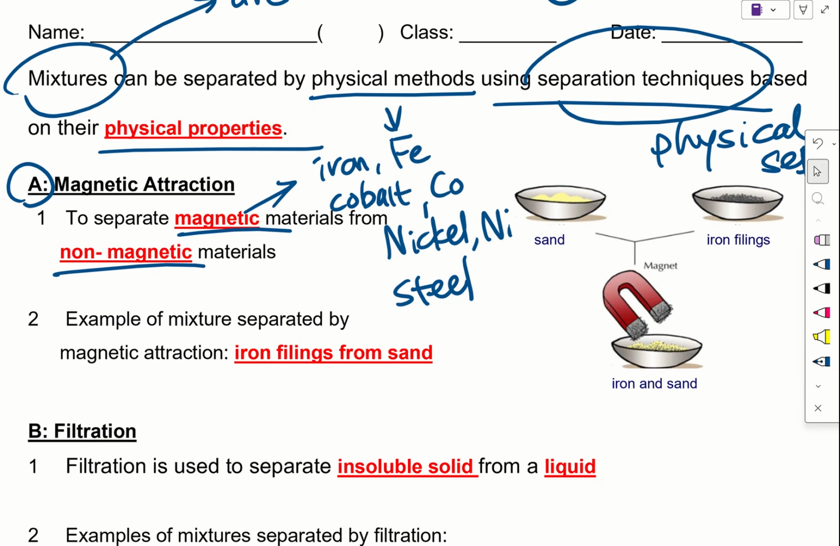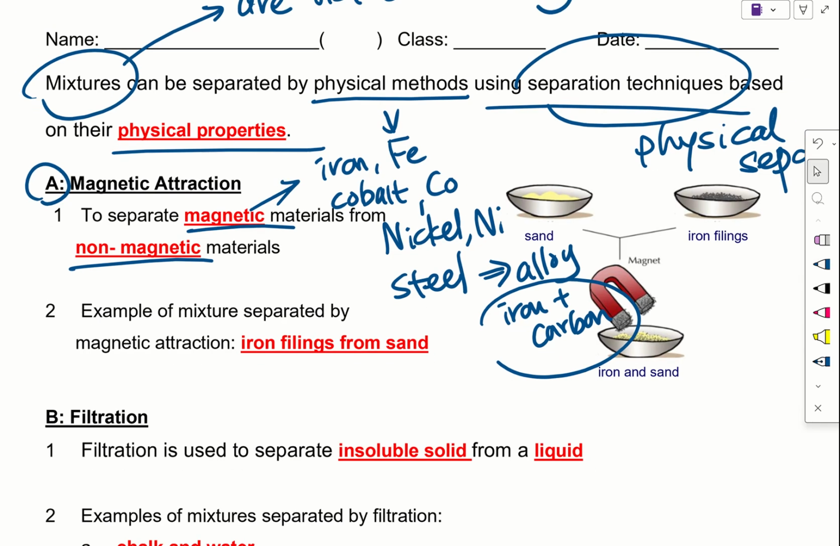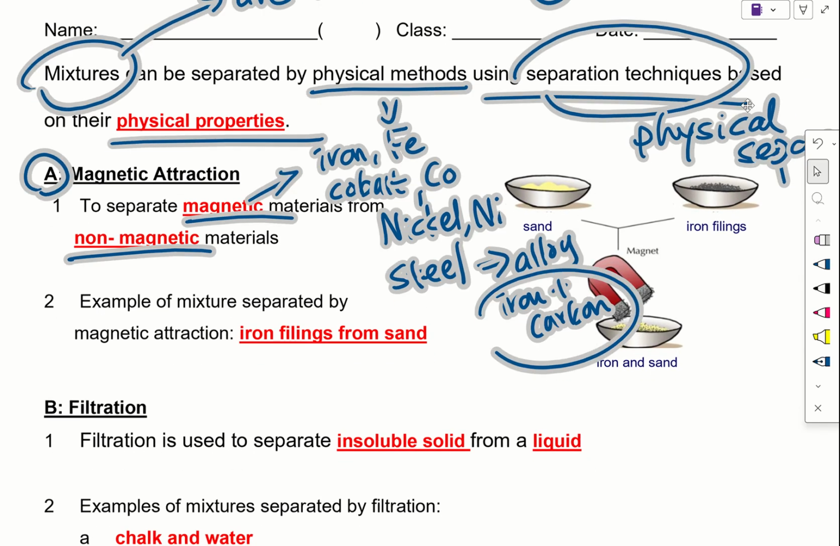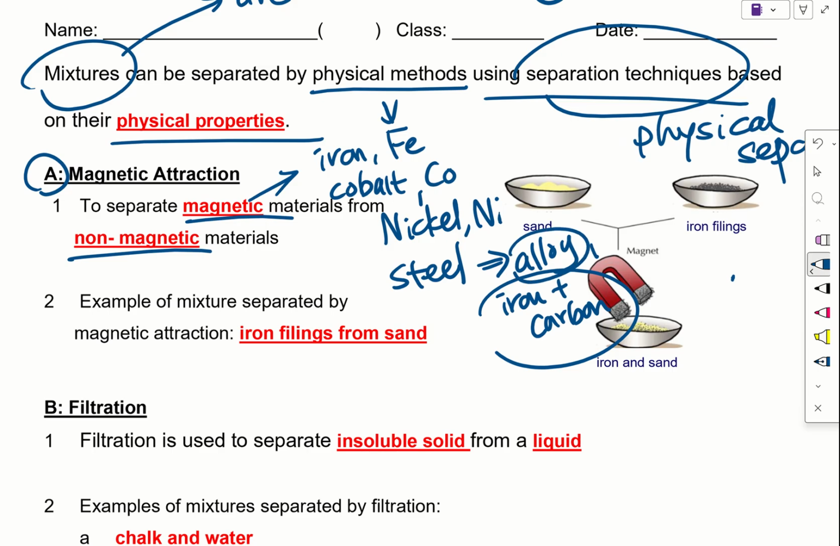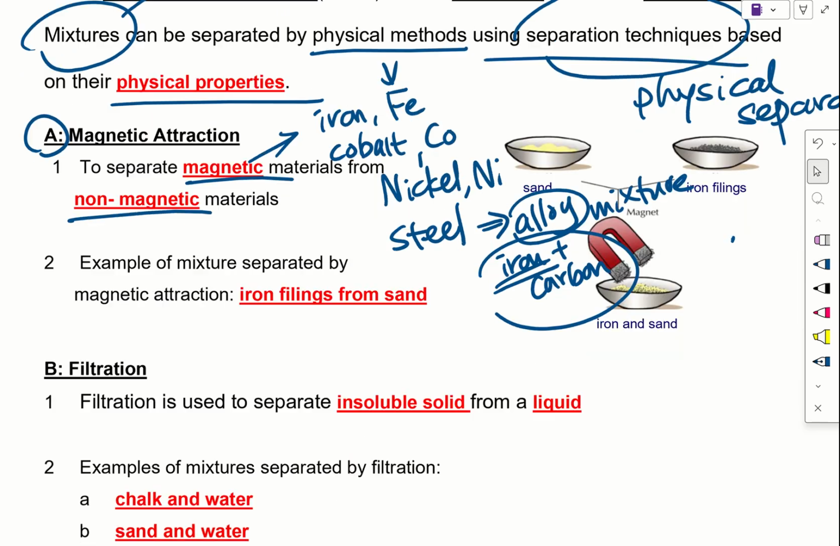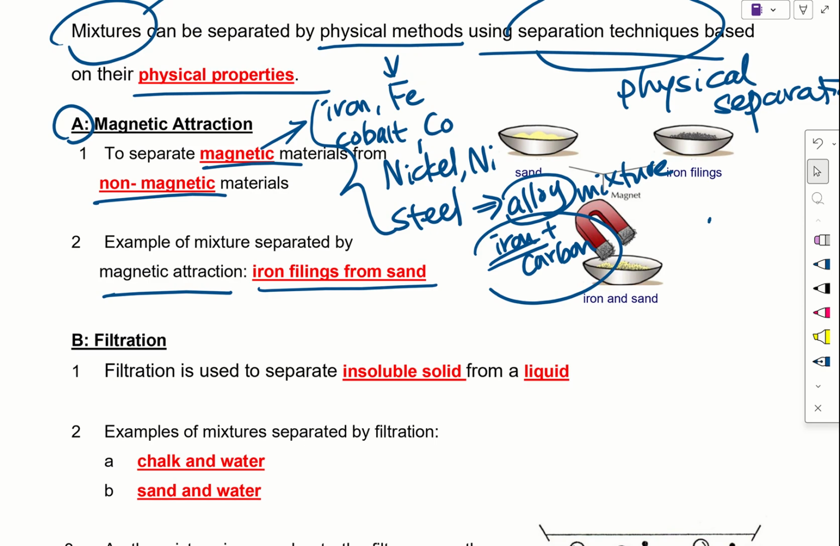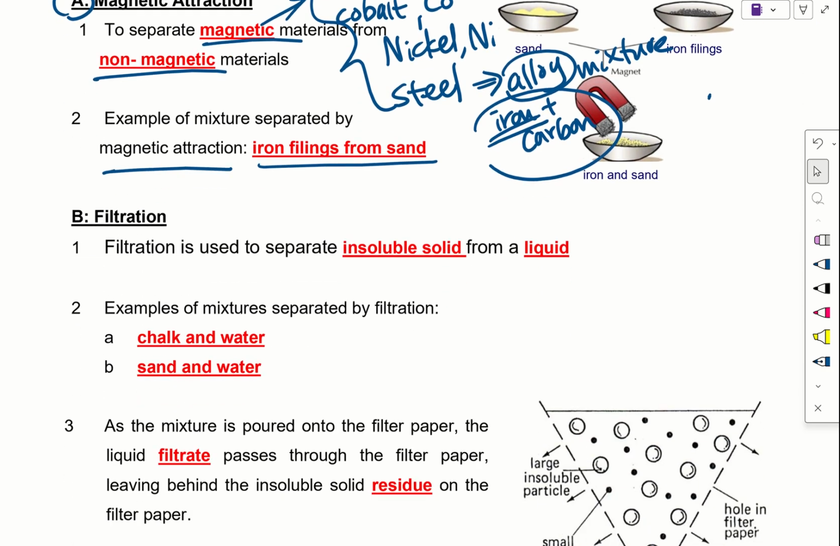But why is it that I didn't write it for steel? Because steel is an alloy. Okay, it is made out of either iron plus carbon or some other things, right? So they are not in fixed proportion, okay, and this alloy is also a mixture. However, it has the property of being a magnetic material because it contains iron, right? So an example of a mixture separated by magnetic attraction is iron filings from sand. If you see any of these materials being mentioned, you know that it is talking about magnetic material, so you must use magnetic attraction to separate.